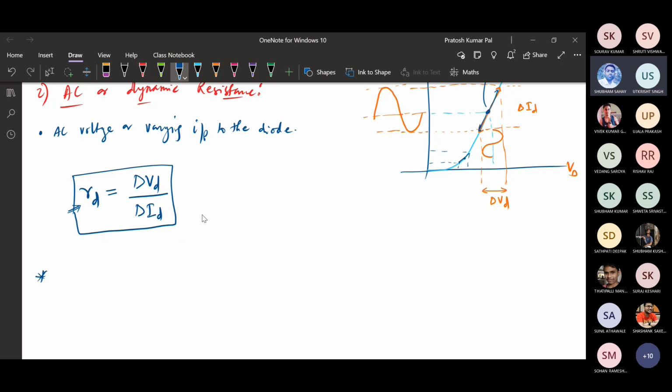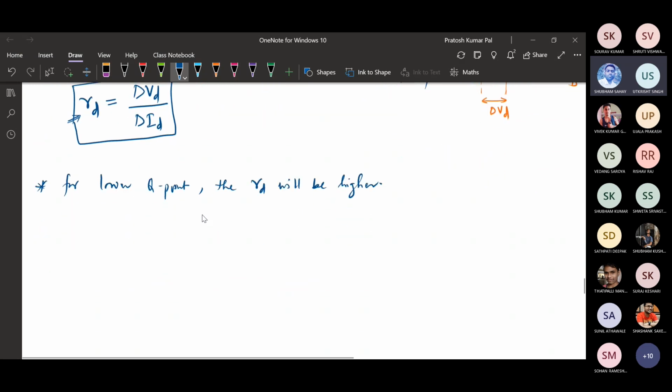So if we are moving the Q point in the lower direction, the AC resistance will be increasing, or the AC resistance will be higher. Okay, so we can just see that for a lower Q point, the RD or the AC resistance will be higher.